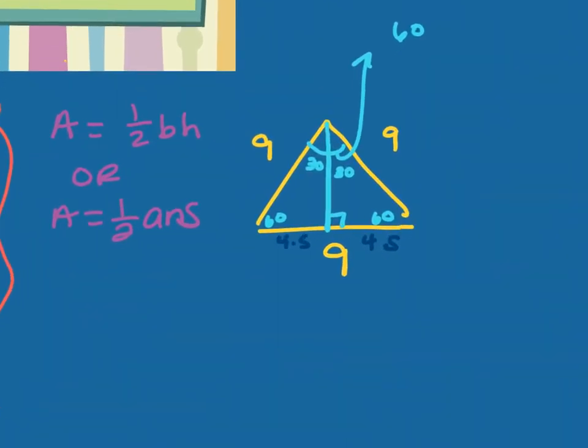And let me zoom in on that. That would mean this is your a, this is your a root 3, and this is your 2a. That makes the height of this triangle 4.5 root 3. So the area would be 1/2 the base, which is 9, times the height, which is 4.5 root 3.